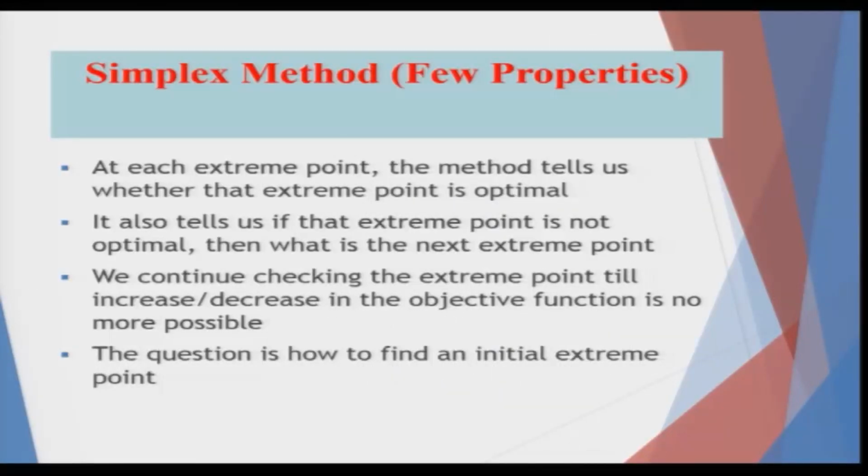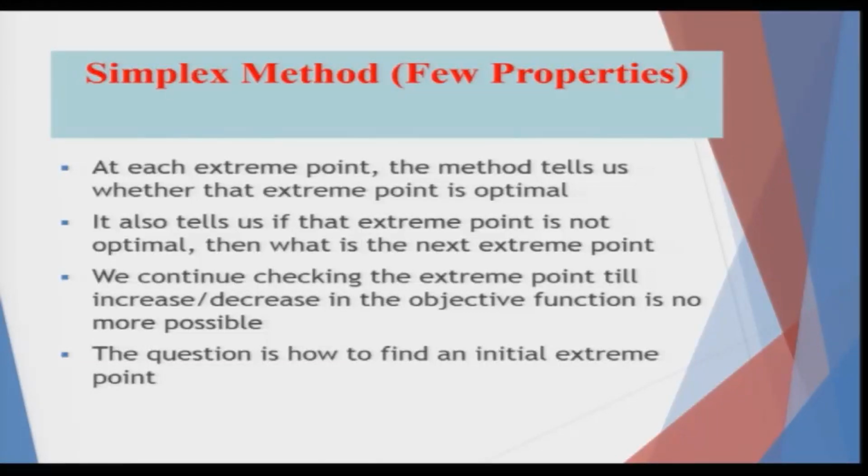It also tells us that if that extreme point is not optimum, then what the next extreme point is and in which direction you should move. As I told you, you try to make the maximum jump when going in the positive direction, or the minimum jump when going in the negative direction. We will continue checking the extreme points till an increase or decrease in the objective function is no longer possible. So, if I consider the first point, at each extreme point the method tells us whether the extreme point is optimum, because any extra change in the values of x1 and x2, because the corner points are what?